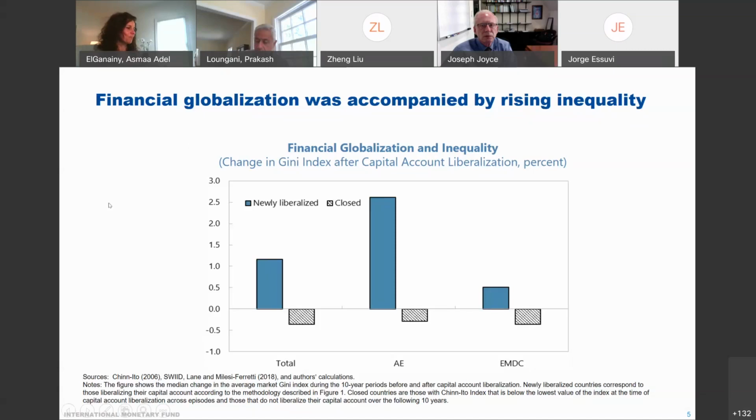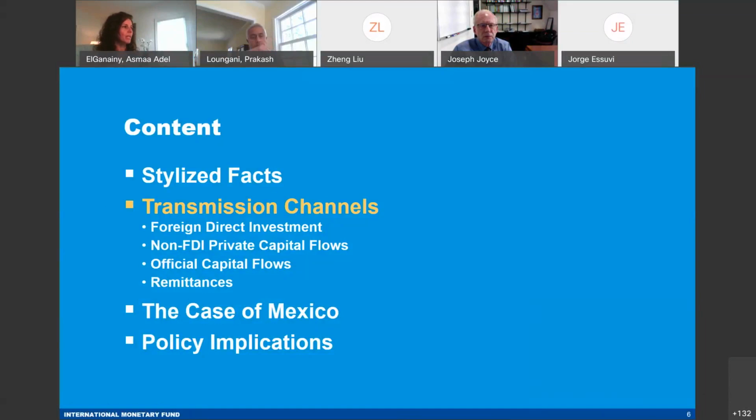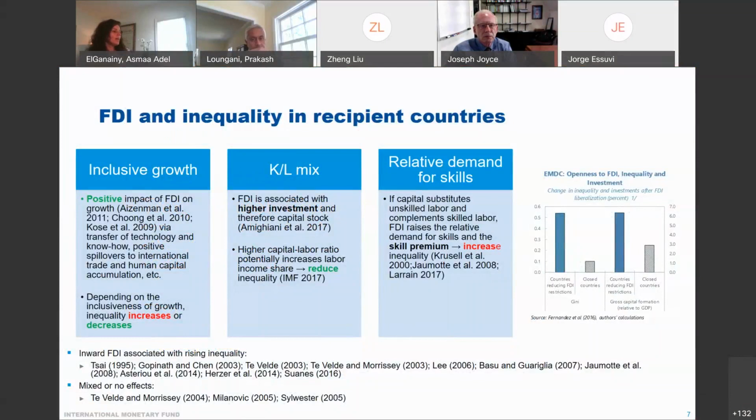please. All right, so we will next talk about the transmission channels, and we'll start with FDI in recipient countries. A first channel that we point to here is how inward FDI can affect inequality through its impact on growth. Based on the empirical evidence that we surveyed, FDI inflows have the potential to boost growth through several channels: the transfer of technology, know-how, or positive spillovers to international trade and human capital accumulation, and so on. But whether this increase in growth would decrease or increase inequality would very much depend on the nature of growth and the extent to which it's inclusive or not.